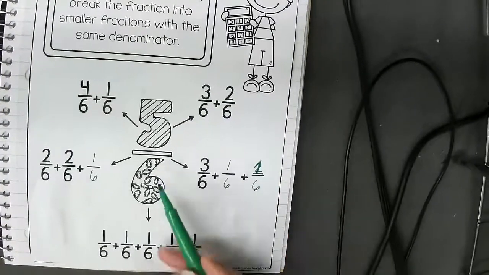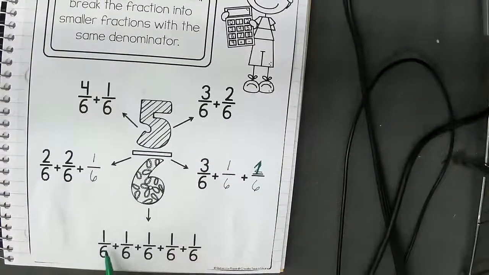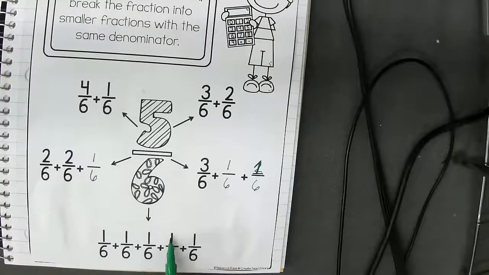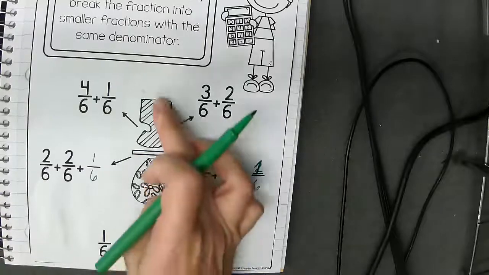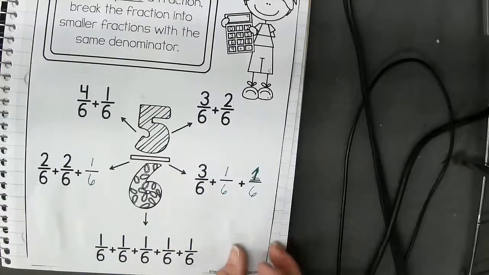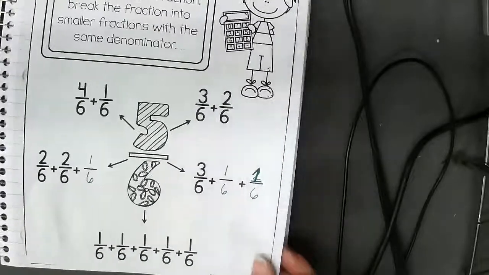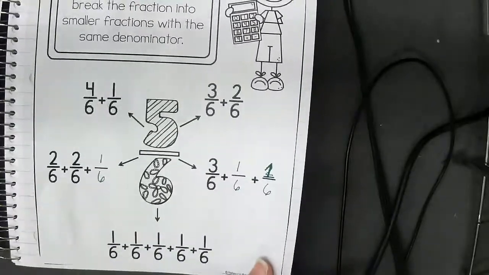And then down here, another way to decompose 5/6 is 1/6 plus 1/6 plus 1/6 plus 1/6 plus 1/6. 1, 2, 3, 4, 5. There are 5/6 here, and that's the way we make another way. We can create 5/6 by decomposing that number.